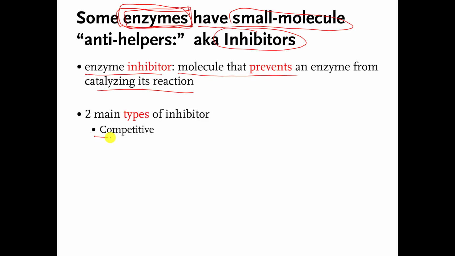There are two kinds of enzyme inhibitors. First kind is called a competitive inhibitor. The other kind, believe it or not, shocker, it's called a non-competitive inhibitor. Competitive inhibitors work like this. So let's pretend this is our enzyme, and I'm going to keep this very simple.